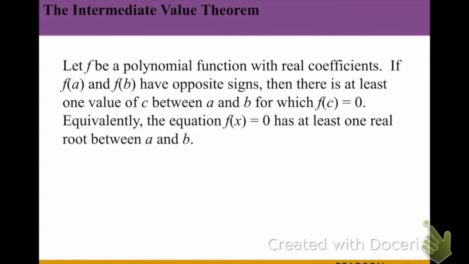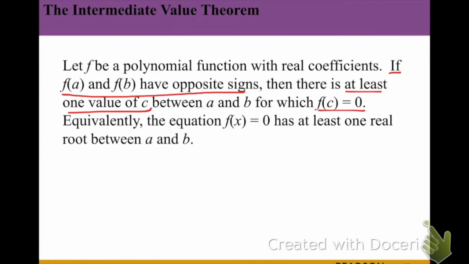One other thing that we want to talk about here is the intermediate value theorem, sometimes called, mainly by me, the IVT. The intermediate value theorem says that if we take a polynomial function with real coefficients, then if we evaluate two values, f(a) and f(b), and those evaluated numbers have opposite signs, one positive and one negative, then at some point in between those two values, it's going to be evaluated at 0.